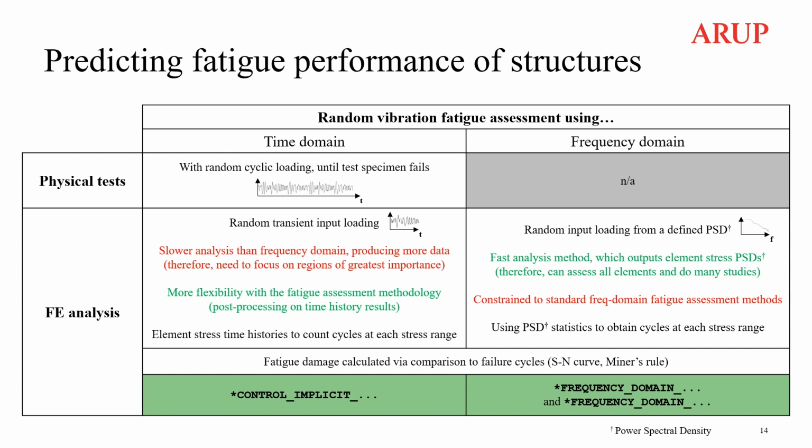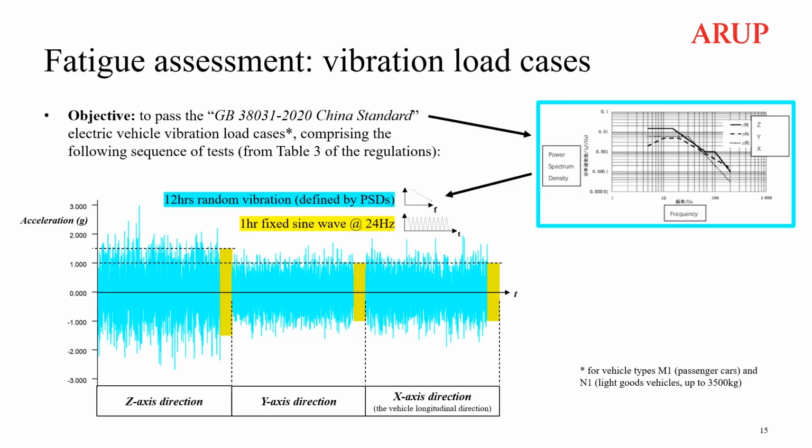The specific input vibration loading used here has come from the GB 38031-2020 China Standard Regulations for electric vehicle vibration load cases. The sequence of tests comprises 12 hours of random vibration loading in the Z direction, defined by a PSD, followed by 1 hour of fixed sine wave loading at 24 Hz and 1.5 G amplitude in the Z direction, followed by equivalent durations of loading in the Y and X directions, as shown graphically here.